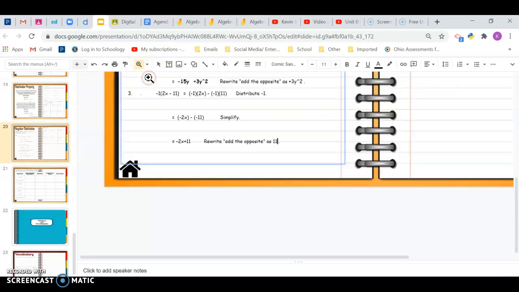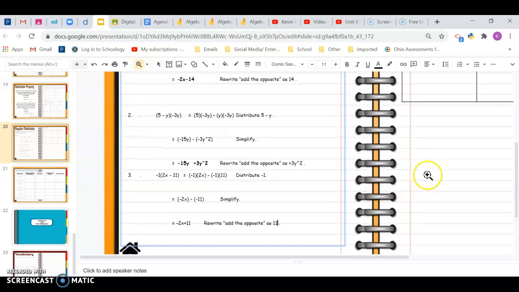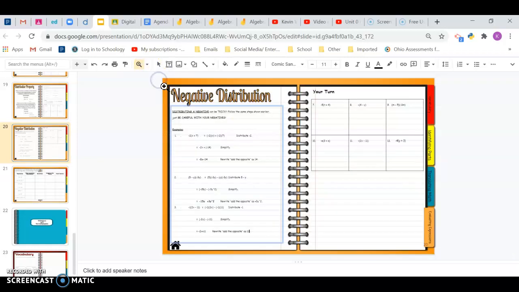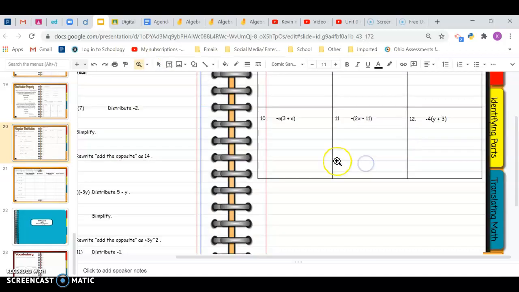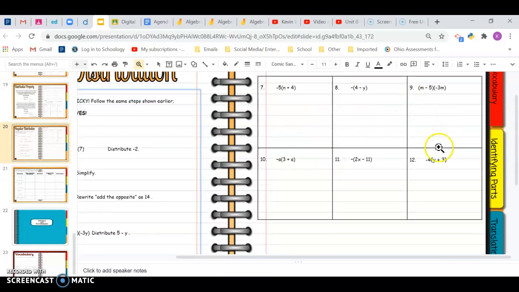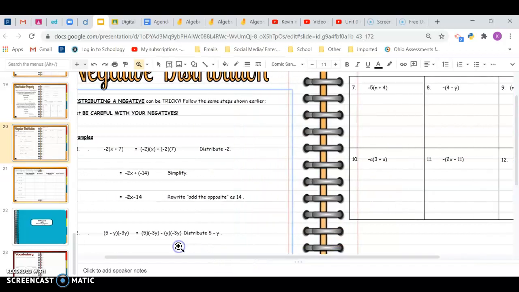Now, on the opposite page, right over here, you have 6 problems. All of them are either dealing with you distributing a negative symbol or distributing a negative number. Make sure you take your time with it. If you need to add an exponent, then you need to add an exponent. So just take your time. So that's it for this slide.